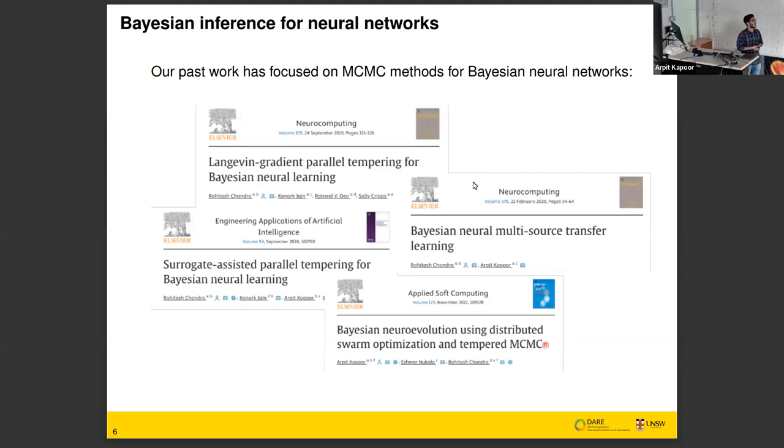Something that is common with all of these papers is that we have only looked at very primitive feedforward neural network architectures, and we have not really examined these methods with architectures like deep CNNs and deep recurrent neural networks. And when we did try investigating these methods for those complex architectures, what we noticed was that the MCMC methods that we developed for feedforward neural networks do not generally scale to those complex architectures.